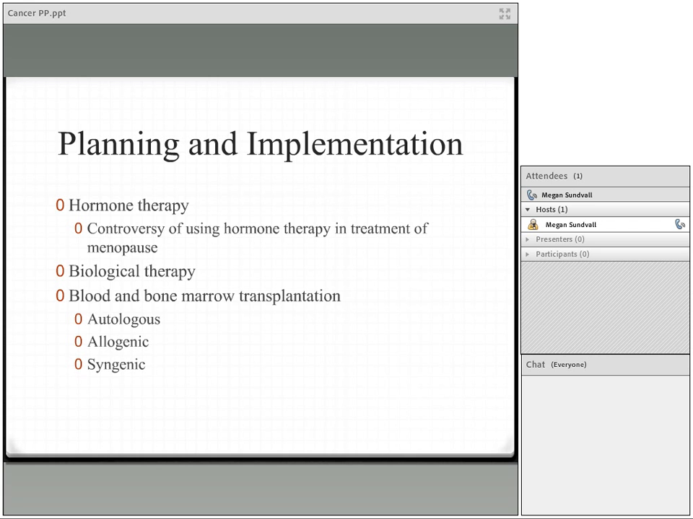Auto, where the person receives his or her own stem cells that he or she donated earlier. Allogenic, replacing the patient's blood or bone marrow with blood or bone marrow from a donor. And then syngenic, bone marrow or blood that's from an identical twin. Peripheral blood stem cell transplantation: here blood is removed to collect specific cells, and then the remaining blood is returned to the donor. So you try to remove any bad cells or cancerous cells, and then return the healthy cells.